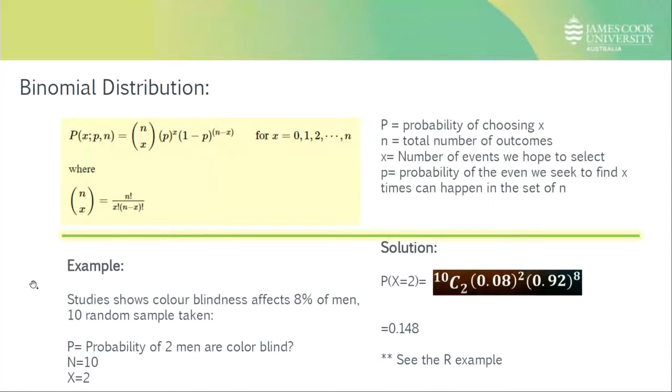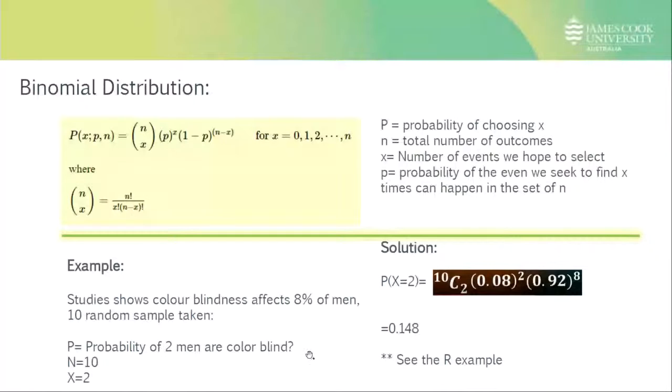The problem was: studies showed that color blindness affects 8% of men. Suppose you take a random sample of 10 people. What is the probability that at least two men are color blind? For this kind of calculation, we come to the solution of finding the binomial distribution. From the mathematical point of view, this is the formula, and then you put all the terms from here into this formula, and finally this is the result.